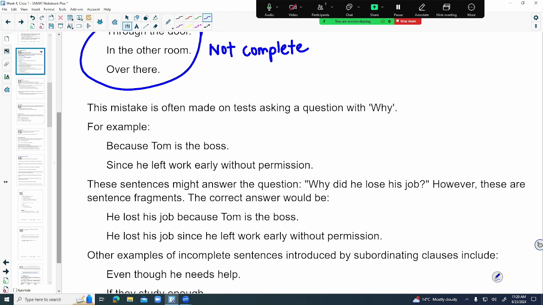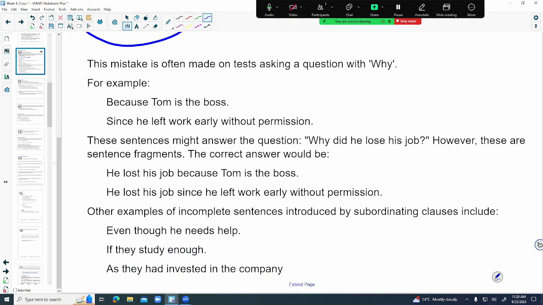Okay, so because Tom is the boss, and since he left work early without permission. Well, what about it? Because Tom is the boss, what? Does something happen because Tom is the boss? Since he left work early without permission. Well, what about it? It doesn't make any sense. It doesn't give any information. So these sentences might be the answer to the question like, why did he lose his job? Well, he lost his job because Tom is the boss. Okay, Tom doesn't like him, maybe, I don't know. He lost his job since he left work early without permission. Okay, so those are reasons why he lost his job. But if we don't have that first part, he lost his job, we don't know what's going on.